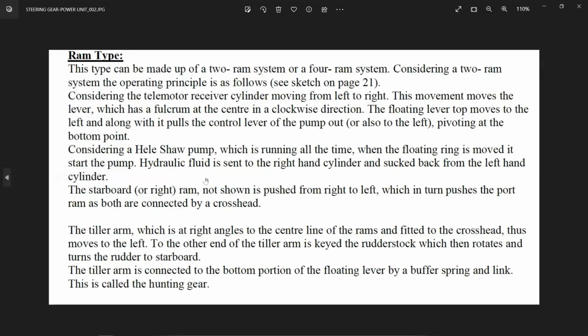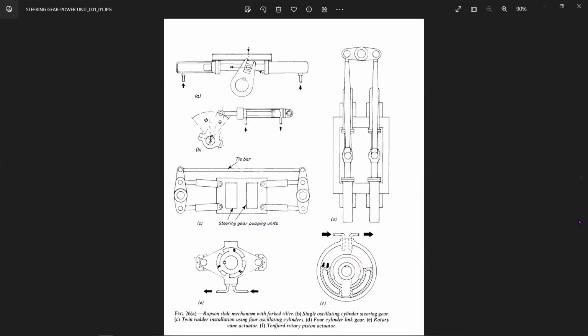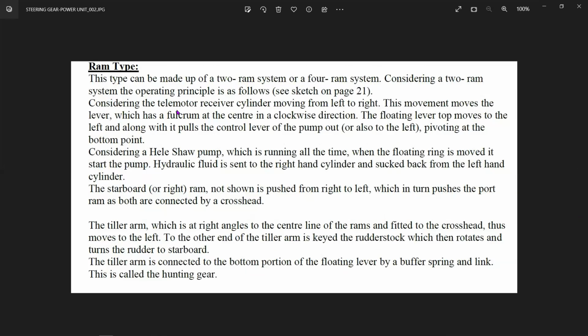So RAM type. Okay, this can be made up of a 2 ram system or 4 ram system. Considering a 2 ram system, the operating principle is as follows. The telemotor receiver cylinder moves to the left or right. This movement moves the lever, which has a fulcrum. Considering the Hele-Shaw pump, which is a radial piston pump running all the time, when the floating ring is moved to start the pump, hydraulic fluid is sent to the right hand cylinder.